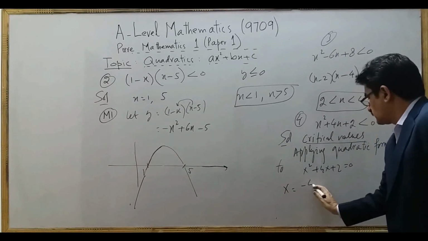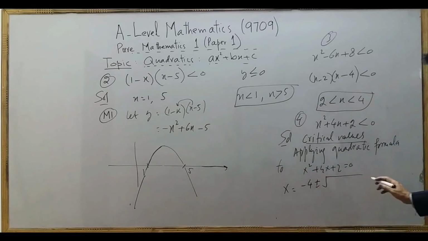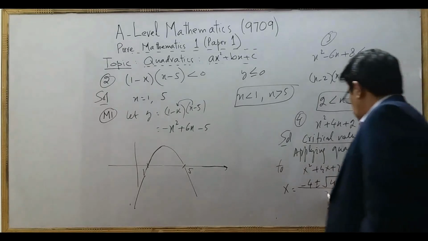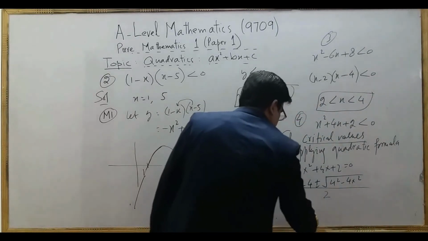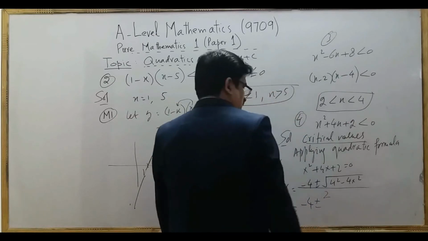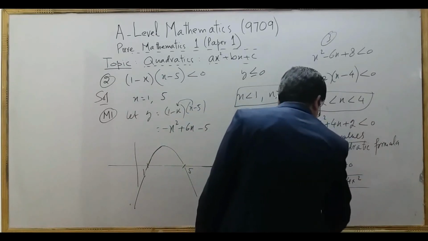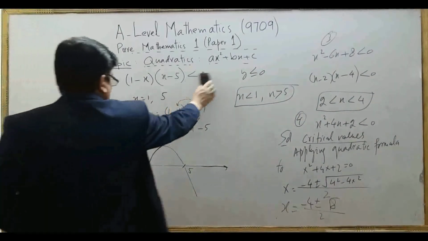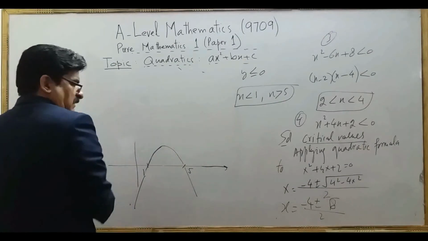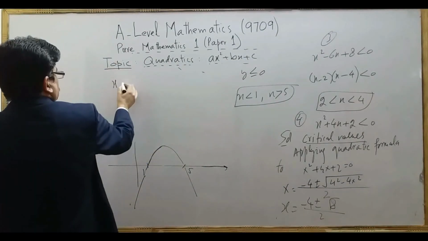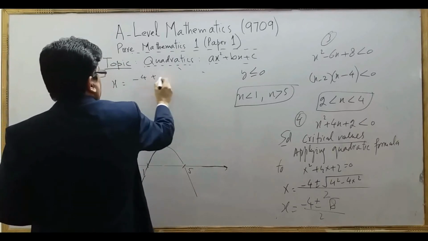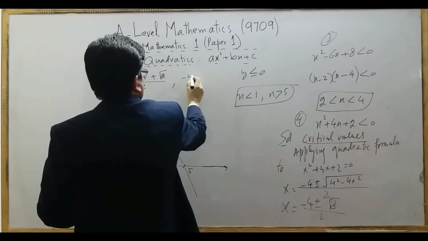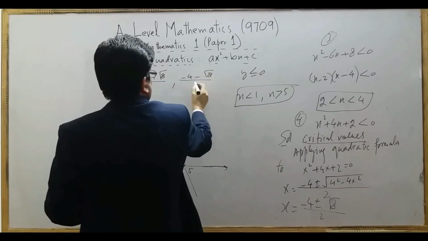By the quadratic formula, you will have x equals minus b plus minus square root of b square minus 4ac, whole divided by 2a. Now from here you will have minus 4 plus minus square root of 16 minus 8, that is under root 8, divided by 2. Now you can simplify it. It will be x equal to minus 4 plus under root 8 over 2, and the second value minus 4 minus under root 8 divided by 2.